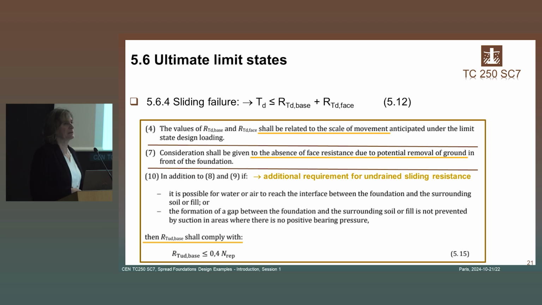And we have a specific requirement, for example, on undrained sliding resistance, where you should make sure that the resistance in the base, in the undrained case, should not exceed this value here, 0.4 of the representative normal force. And this should be to prevent that simultaneously bearing resistance failure occurs in case that there's limited contact of the footing base with the ground. So this is an extra verification that you have to do here.